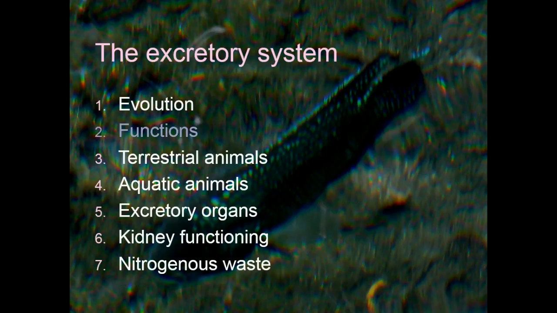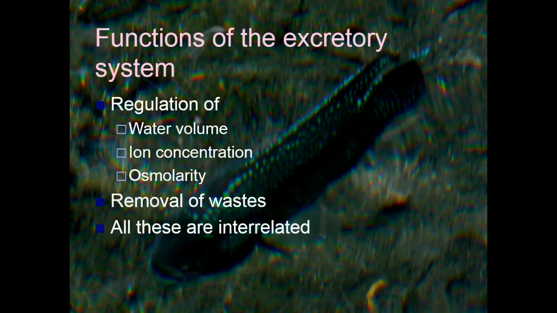So let's turn our attention to function, since there is so much we have to cover in this one lecture. Now, as the title of this lecture suggests, there are 4 different functions of the excretory system: the regulation of water volume, the regulation of ion concentration, and the regulation of osmolarity, in addition to the removal of wastes, which is what we usually think of when we think about the excretory system.